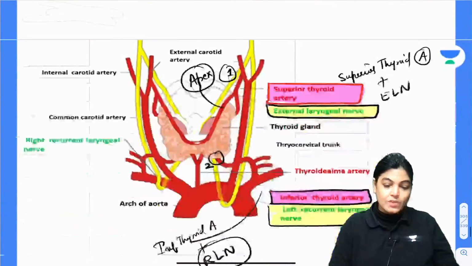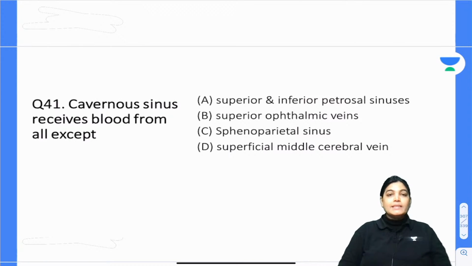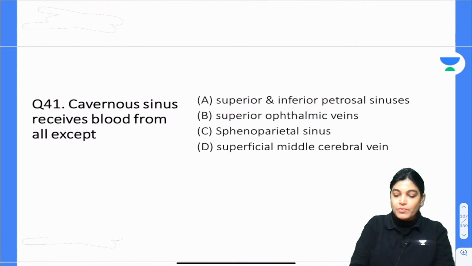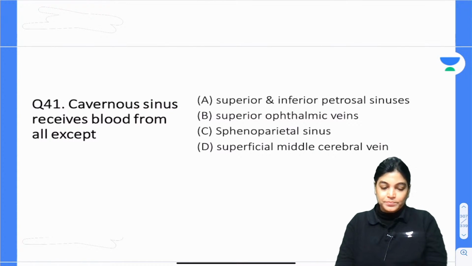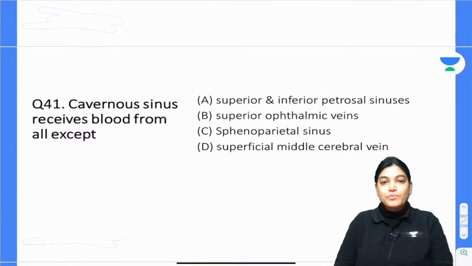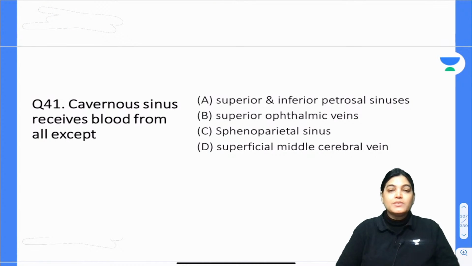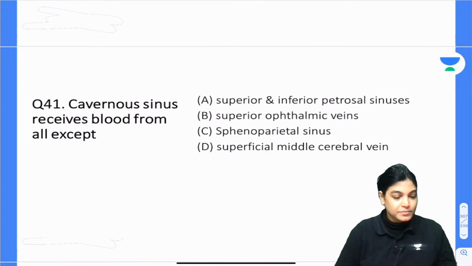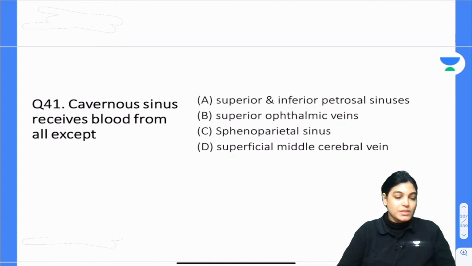Done with this, now let's move on to question number 41. Cavernous sinus receives blood from all of the following except: superior inferior petrosal sinus, superior ophthalmic vein, sphenoparietal sinus, superficial middle cerebral vein. Question number 41, four options are there.